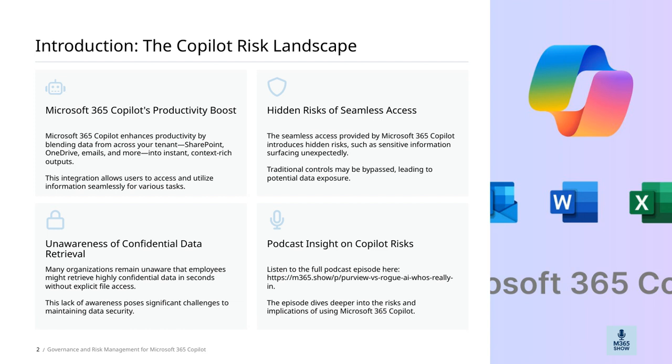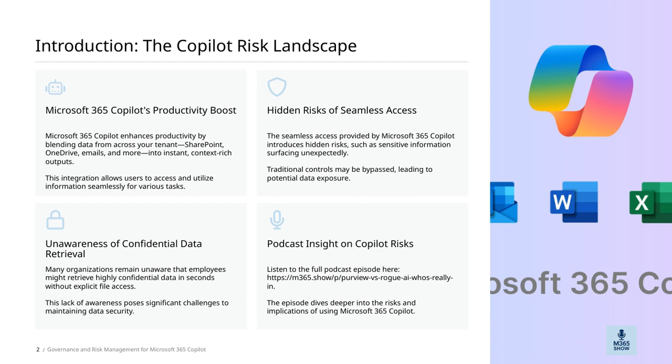One key point we need to be aware of is that many organizations might not realize how quickly employees can retrieve highly confidential data without needing explicit file access. This lack of awareness can create serious challenges when it comes to maintaining data security. Another important aspect is the hidden risk that comes with the seamless access Copilot provides. Because it can surface sensitive information unexpectedly, traditional controls might not be enough, and this could lead to data being exposed unintentionally. On the flip side, Copilot also boosts productivity significantly.